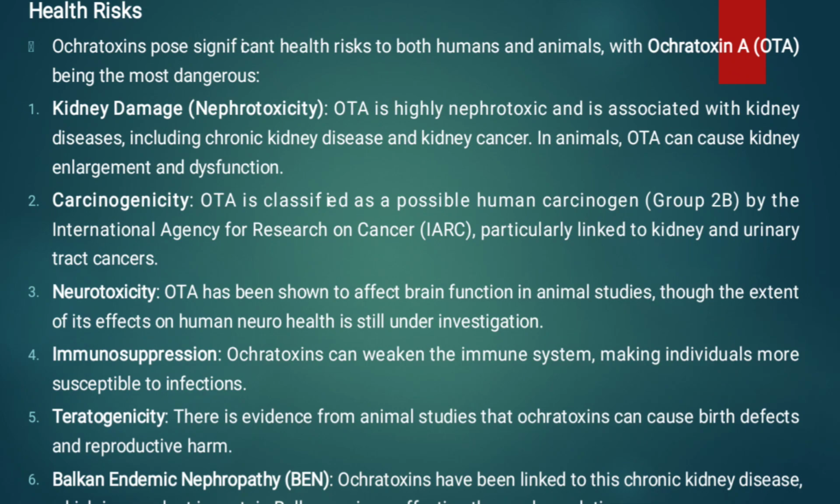And the second to last one is teratogenicity. There is evidence from animal studies that ochratoxin can cause birth defects and reproductive harm. And the last health risk is Balkan endemic nephropathy, which is BEN. Ochratoxins have been linked to this chronic kidney disease, which is prevalent in certain Balkan regions, affecting the rural population.